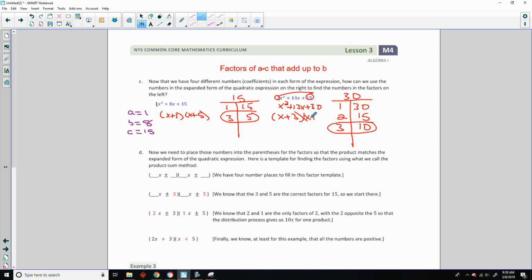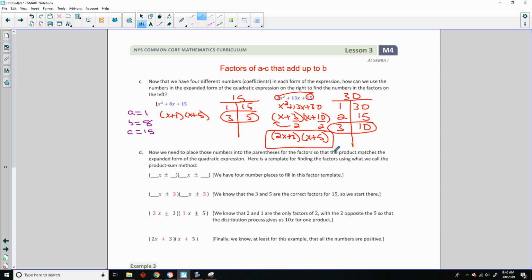Okay? All right, but x times x is not x squared, it's 2x squared. So I multiplied by 2, so now I have to divide that back out, like so. And if I have a fraction that can't be divided, then the denominator goes out in front. So that's going to become 2x plus 3. This one can reduce, x plus 5. And voila, we have 2x plus 3 times x plus 5.